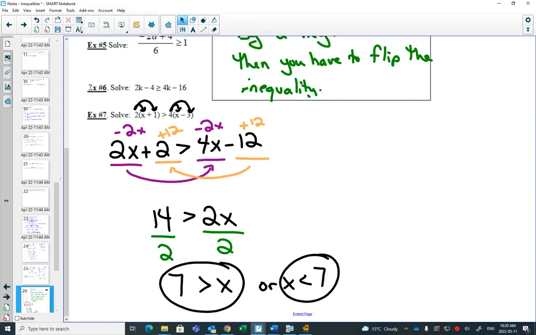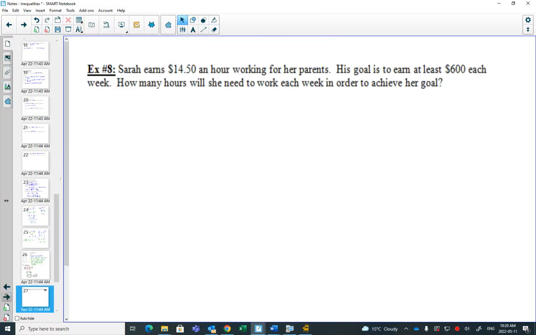All right, turn to your last page of notes for this unit. Get to some word problems.